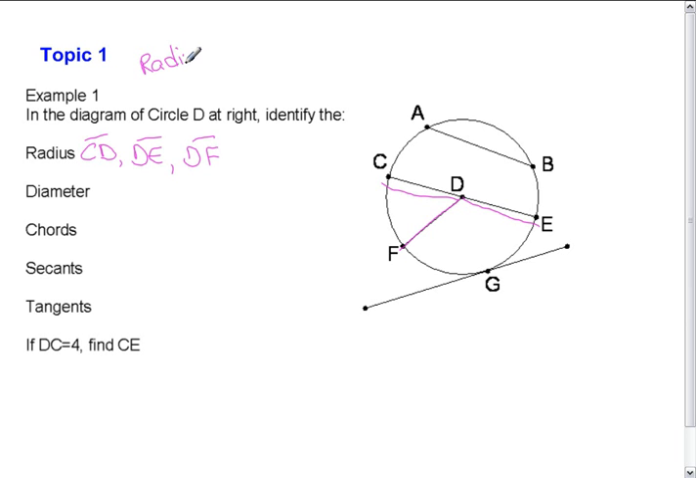Those are our 3 radiuses, radii. Radii is the plural form of radius. Diameter is a chord of the circle that goes through the center. The chord of the circle that goes through the center, right here. So our diameter is CE.